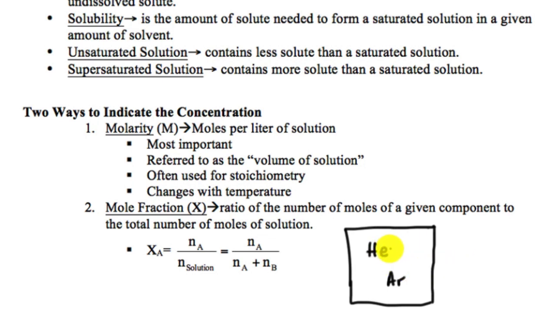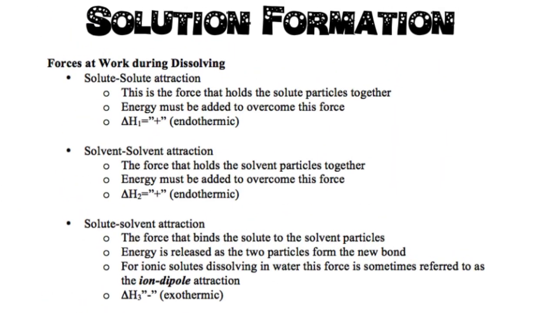So if I had 50 of the helium and 50 of the argon, I would have half and half. So I would have 100 total, and I would have 50 helium over 100. I'd have 50% helium, so I would be multiplying by 0.5 to figure out how much gas is in there. We talked about that in the gas law chapter. So if you need to, go back and review. I want to focus more on the solution formation process.